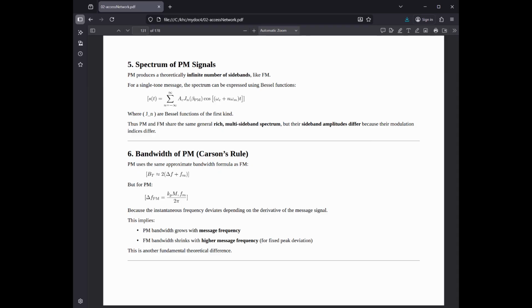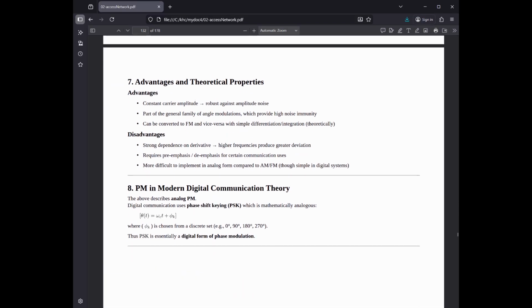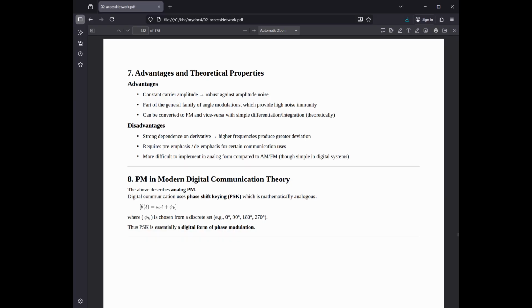4. Why it matters in digital: PSK. In digital systems like BPSK, binary phase shift keying, the modulation index is usually fixed to a specific value to represent data. For BPSK, the phase shifts by π radians. Here, the modulation index is essentially about 1.57 relative to the center, creating the maximum possible distance between a 0 and a 1 to prevent errors.